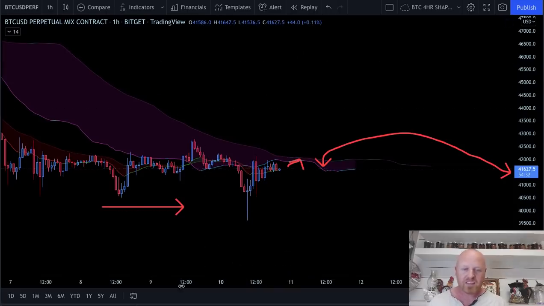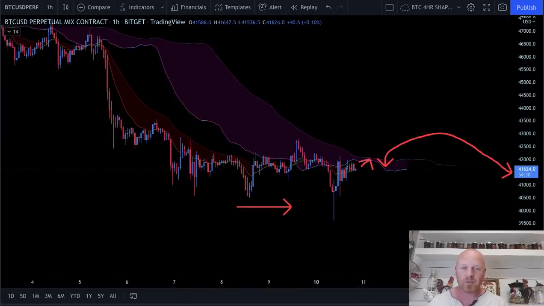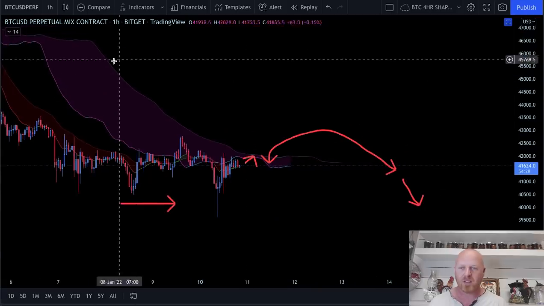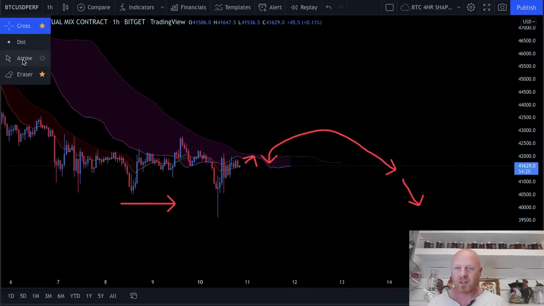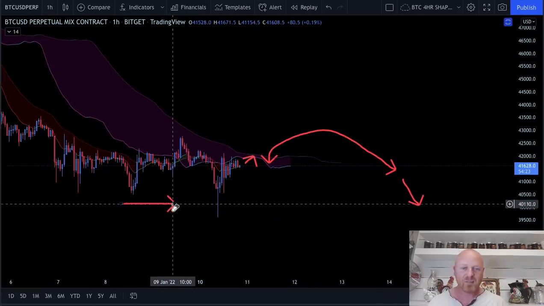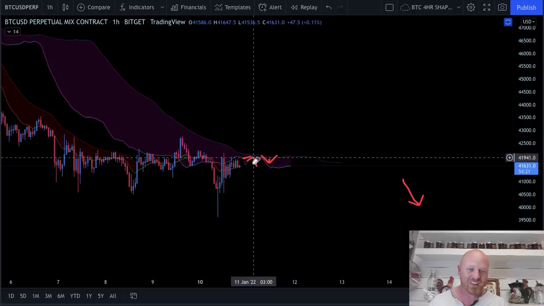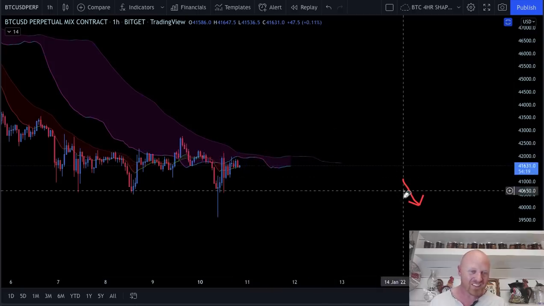So look at the difference of Ichi on the 1 hour time frame after this pump. Okay, this is what I want to show you. Look at the difference of Ichi here. Let me erase some of these lines. This bothers my OCD. Sorry, I don't like having drawings on when I'm looking at things.